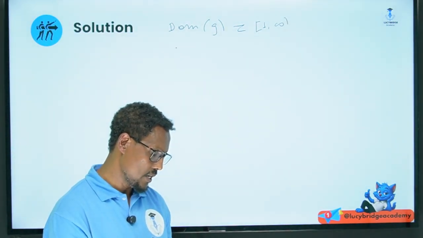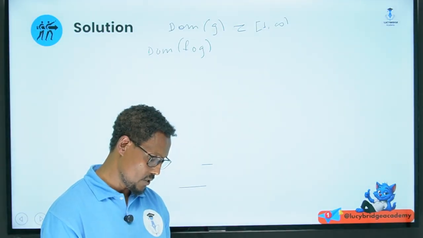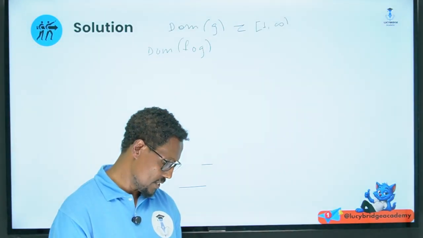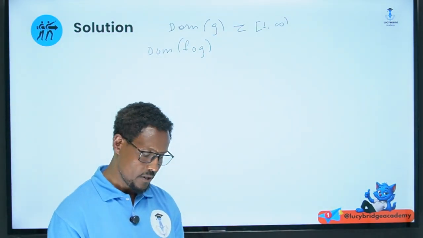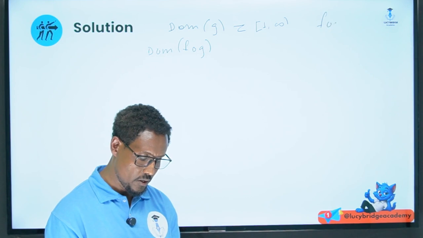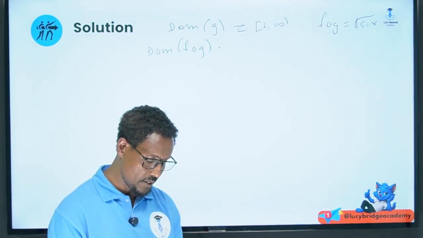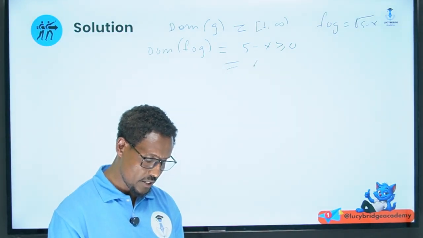And again, let me find the domain of fog. What is fog first? Fog is the square root of 5 minus x, okay? So the domain of fog requires 5 minus x must be greater than or equal to 0, which means x is less than or equal to 5. This means from minus infinity up to 5.